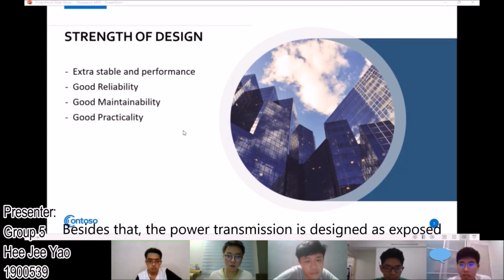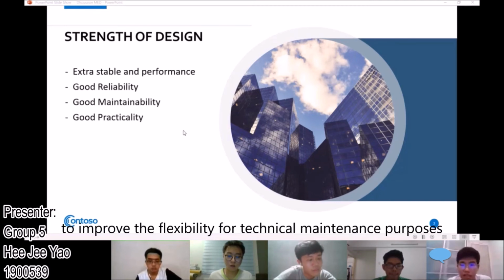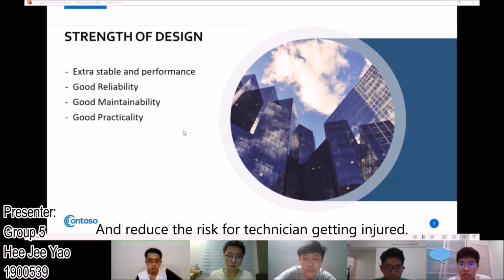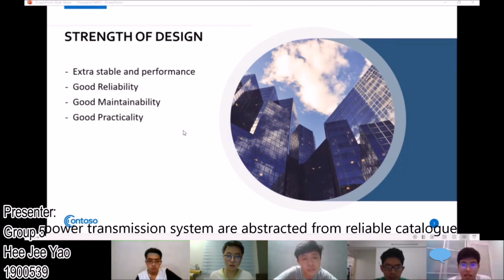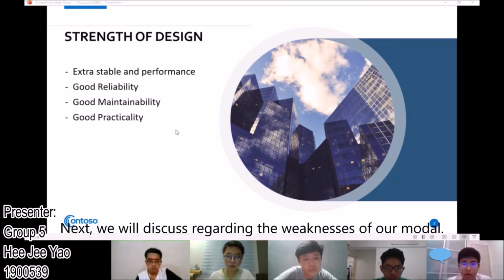Besides that, the power transmission system is designed as exposed to improve the flexibility for technical maintenance purposes and reduce the risk of technicians getting injured. Lastly, it is a practical design model, as all the elements in the power transmission system are extracted from a reliable catalog. Next, we will be discussing the weaknesses of our model.